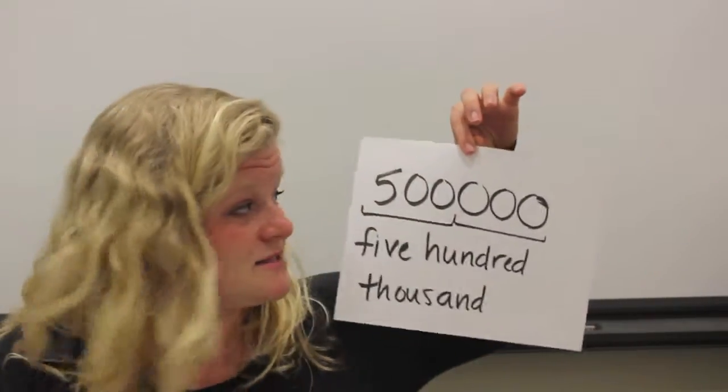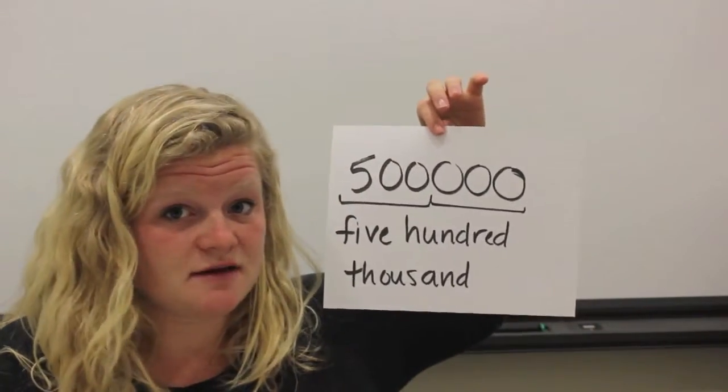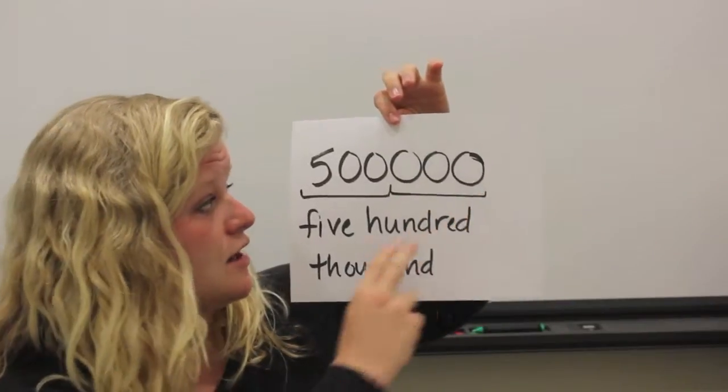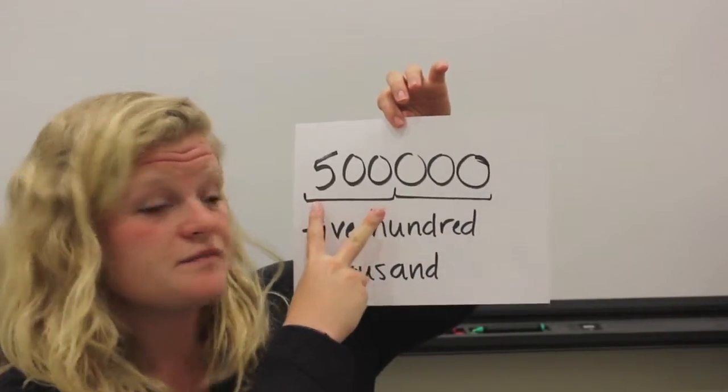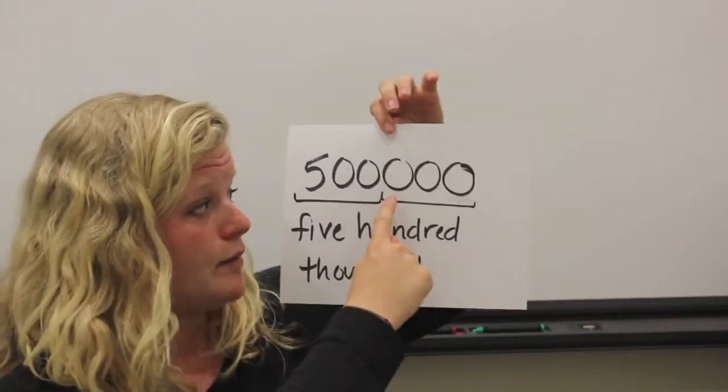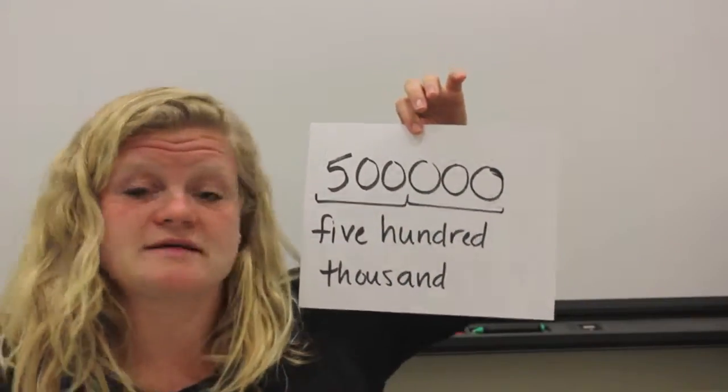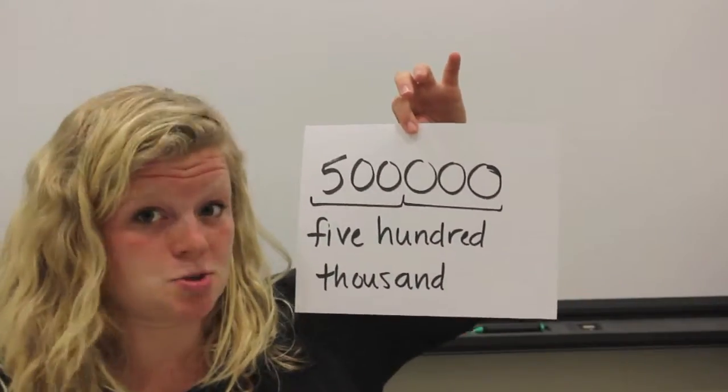Then we can get even bigger with numbers like this, 500,000. There are still 3 numbers back here and a couple more numbers up here. So we know this as 500, and we know 3 numbers there means 1,000. So this is 500,000.